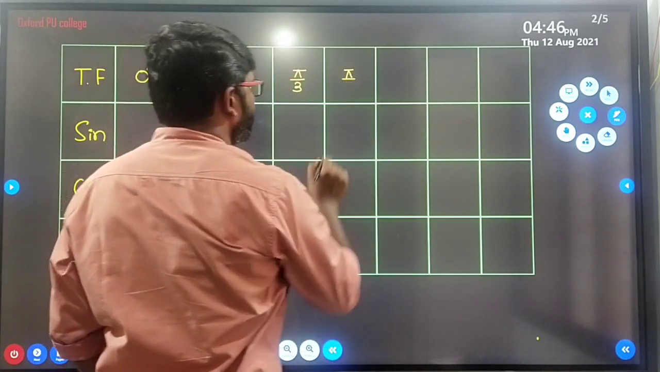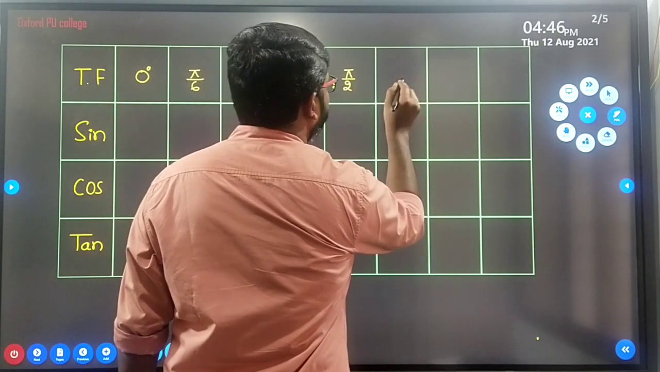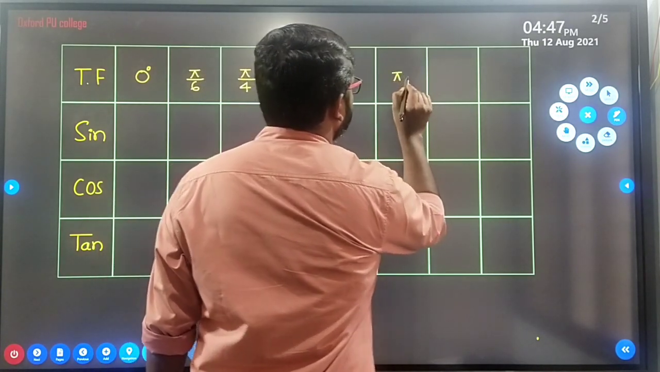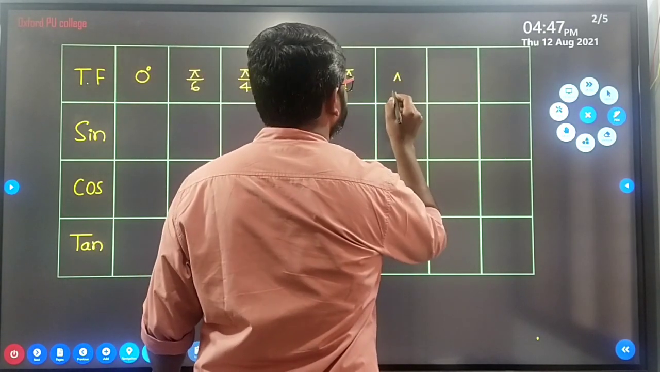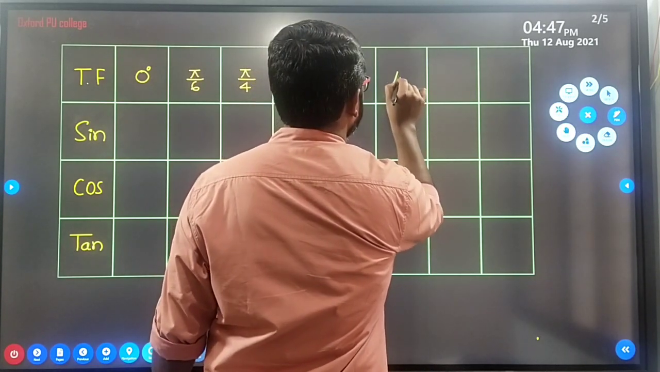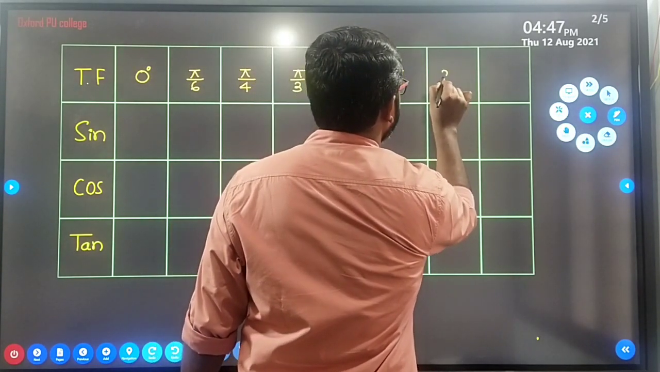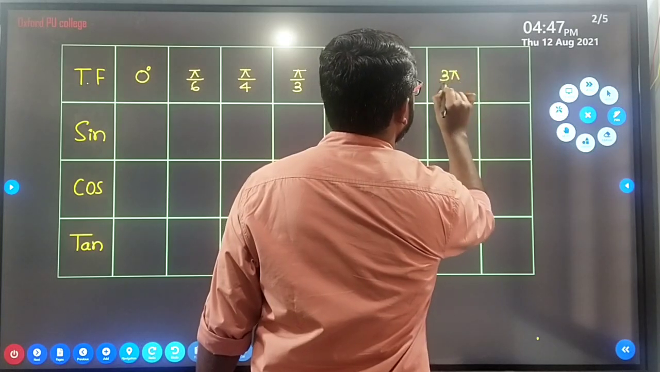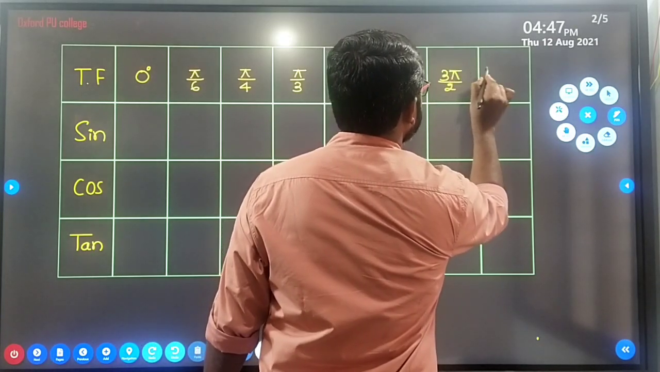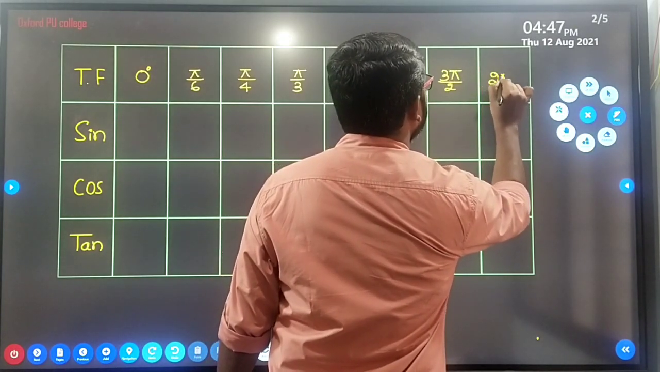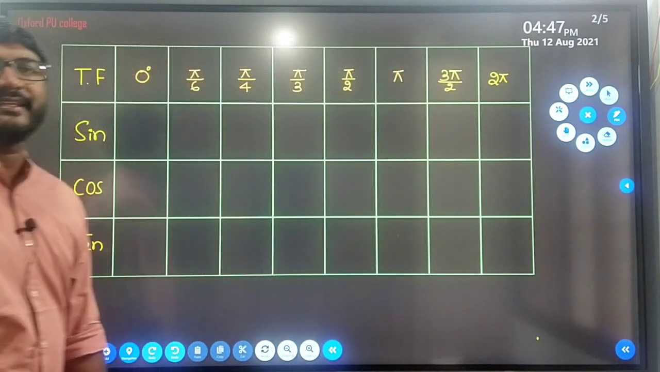Next it has to be 180 degree or pi radian. Next 270 degree or 3 pi by 2 radian. And the last one it is 2 pi radian or 360 degrees.